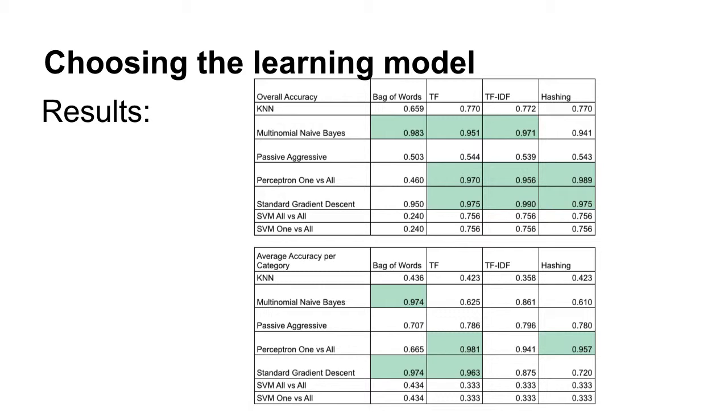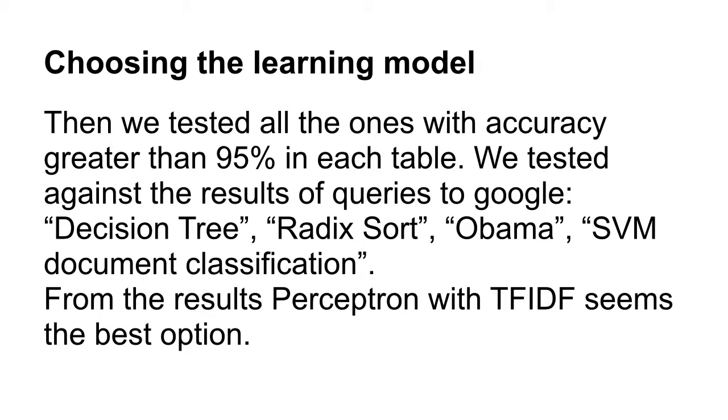However, if you look at accuracy per category, the best ones are only perceptron 1 versus all and standard gradient descent. By looking at these results, we chose the ones with better accuracies, and we tested them against real search queries of decision tree, radix sort, Obama, and SVM document classification. From these results, we chose a perceptron with TF-IDF to be the best option.